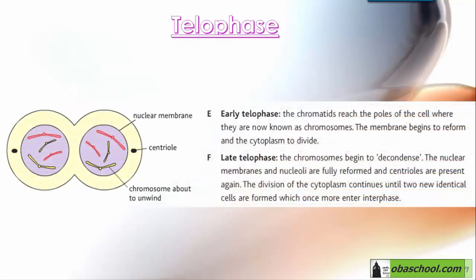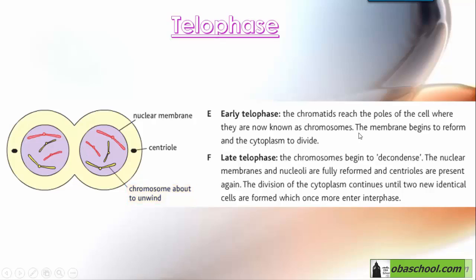After anaphase, we have telophase. Telophase is divided into two parts. There's early telophase and late telophase. In early telophase, the chromatids reach each one pole of the cell, and they are now chromosomes.